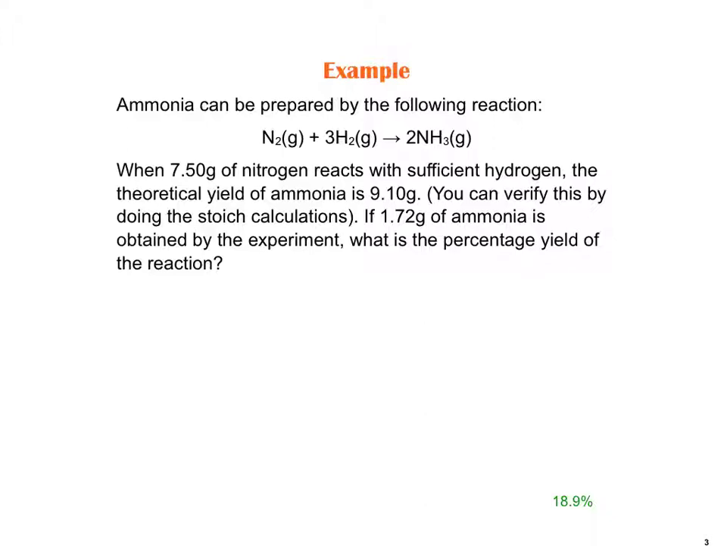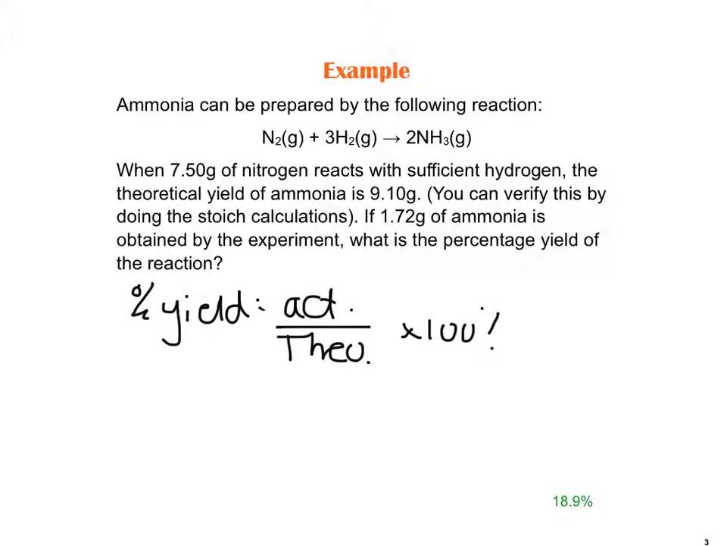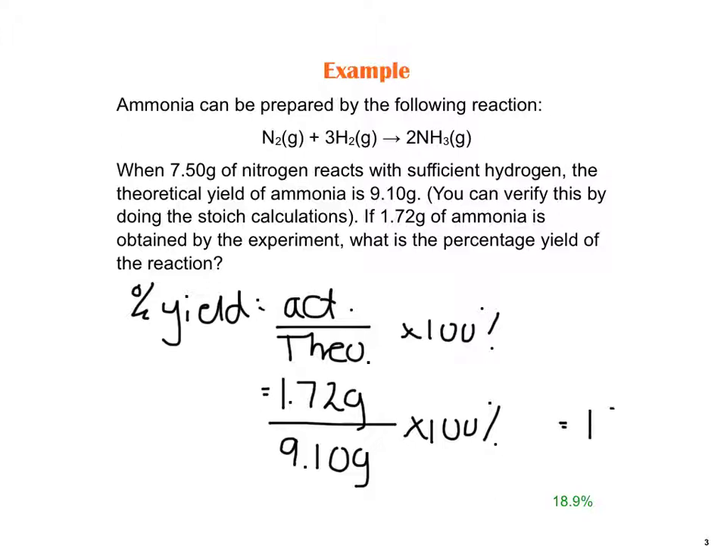So write out your formula. Percent yield equals actual over theoretical times 100%. So our actual is the experimental. We got 1.72 grams in the experiment divided by our expected 9.10 grams times 100%. It's equal to 18.9%, which sucks. As a percent yield, that would be a bad reaction. Okay, we want to get closer to 100, meaning our reaction and our technique is better.